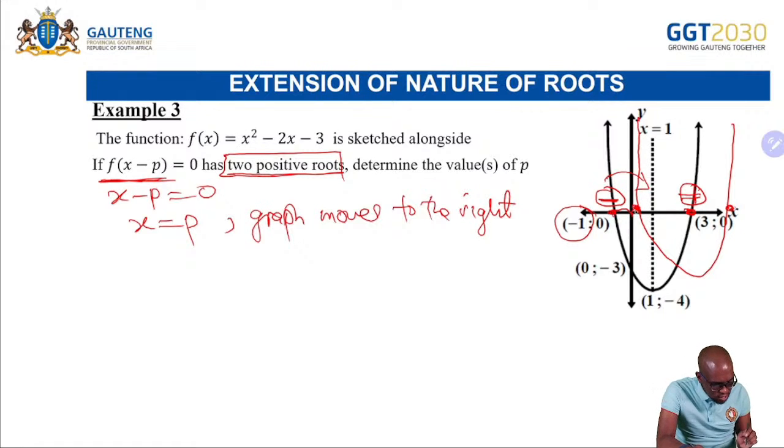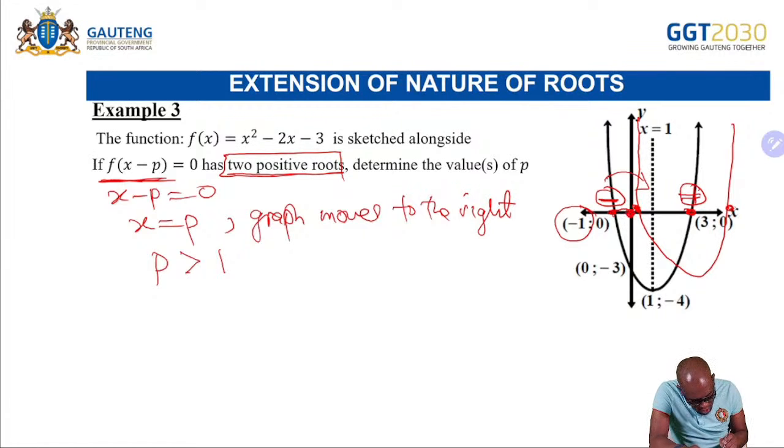But the question is, by how many units should you move the graph so that you get that? It is by a number of units that is greater than what? Greater than 1. Because if you move it by exactly 1 unit, it will be located at the origin. But if you move it by more than 1 unit, then it would be on the right. That's what you want. Both the x values would be on the right-hand side.